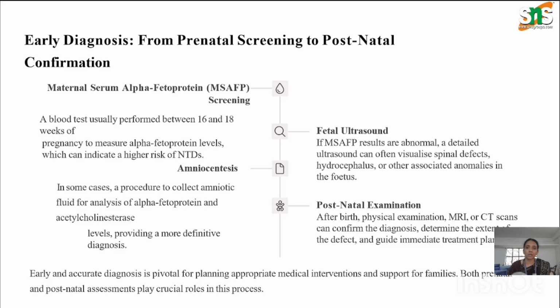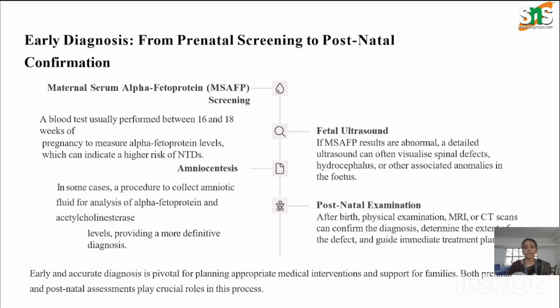And fetal ultrasound: in case the maternal serum alpha fetoprotein results are abnormal, we need to inspect the fetus through a detailed ultrasound, which can often visualize the spinal defects, hydrocephalus, and other associated anomalies in the fetus. And amniocentesis: this is a procedure to collect the amniotic fluid to analyze the alpha fetoprotein and also the acetylcholinesterase level, which provides a more definitive diagnosis of neural tube defects.